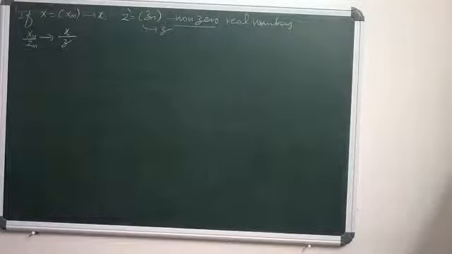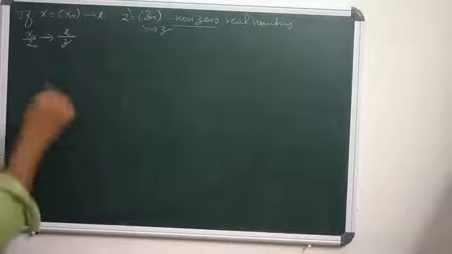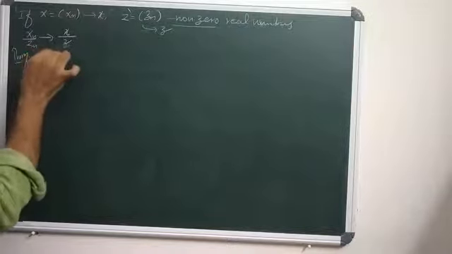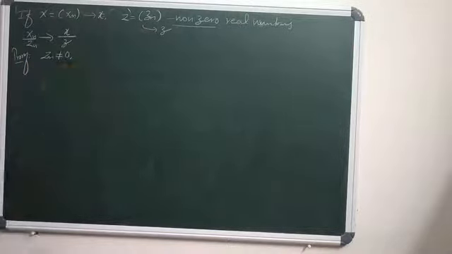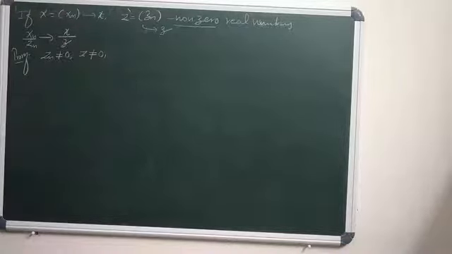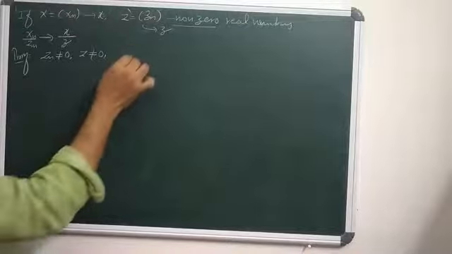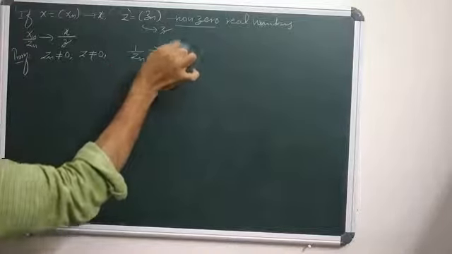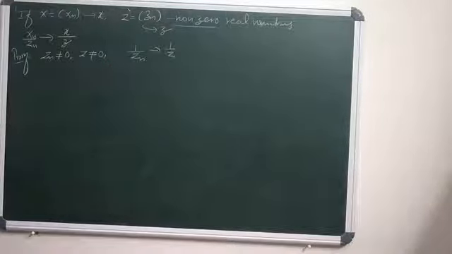How to prove this one? Given proof is, suppose zn is a sequence of non-zero real numbers. Zn differs from 0, and also z differs from 0. Now first we prove 1 by zn converges to 1 by z. This is our first aim.